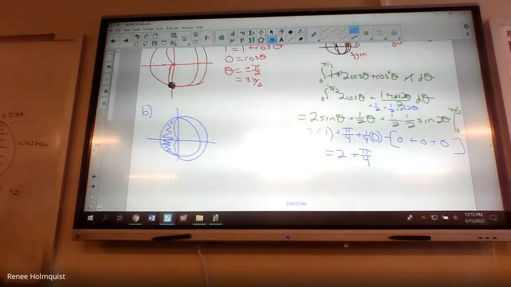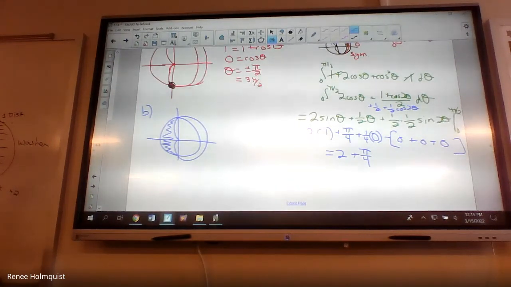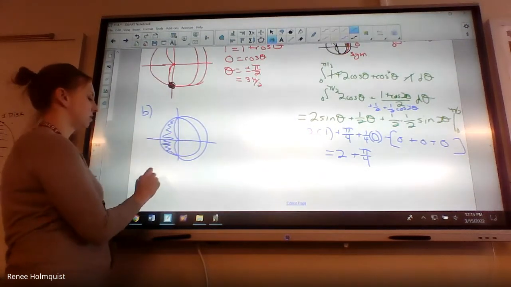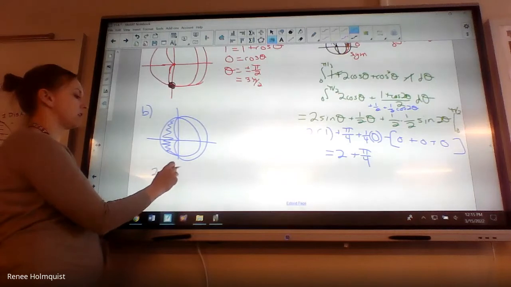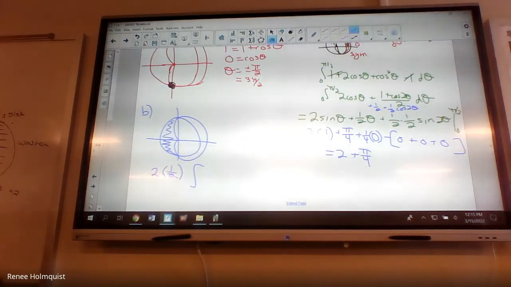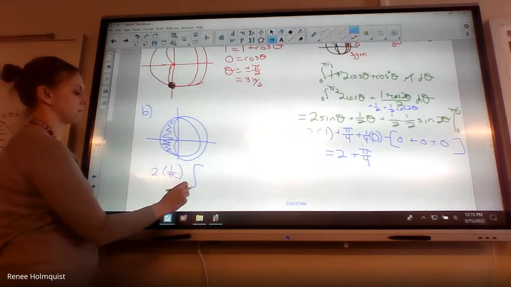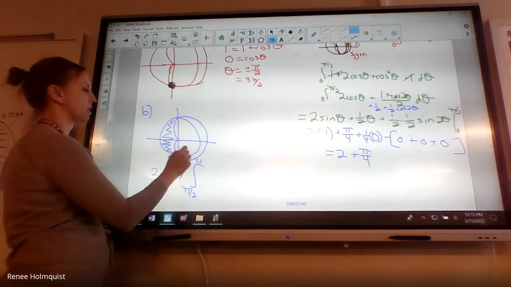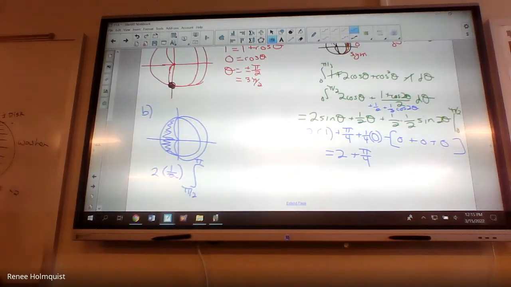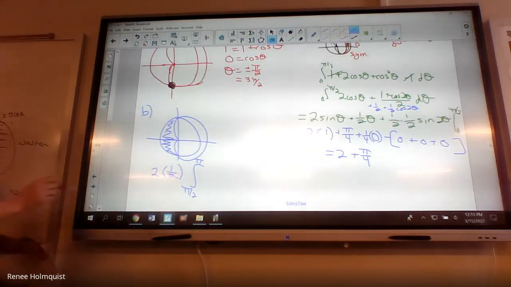Okay, so on B here, again, we have the symmetry. So I'm going to have 2 times a half. What's going to be my bounds? Pi over 2 to pi. Because you're going to use this top half, and then we're going to times it by 2. I don't know how you're getting the bounds though.